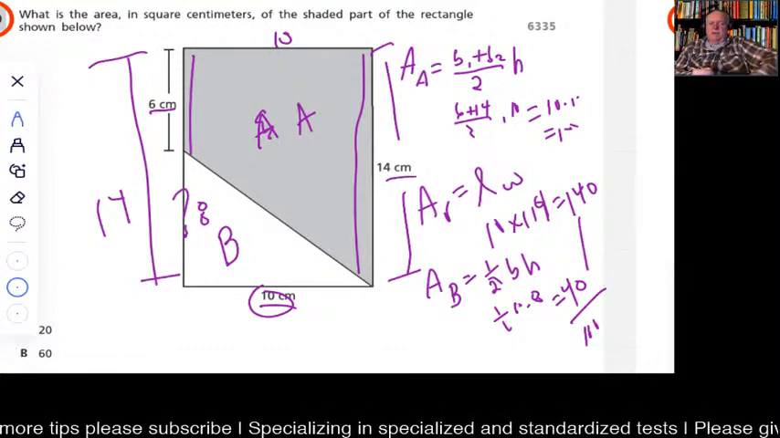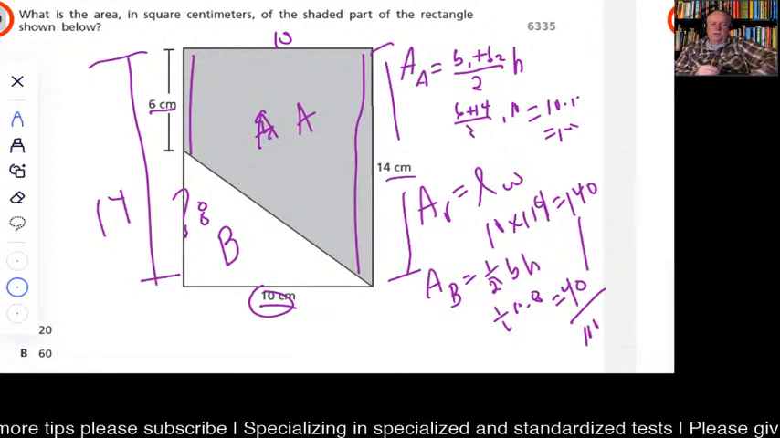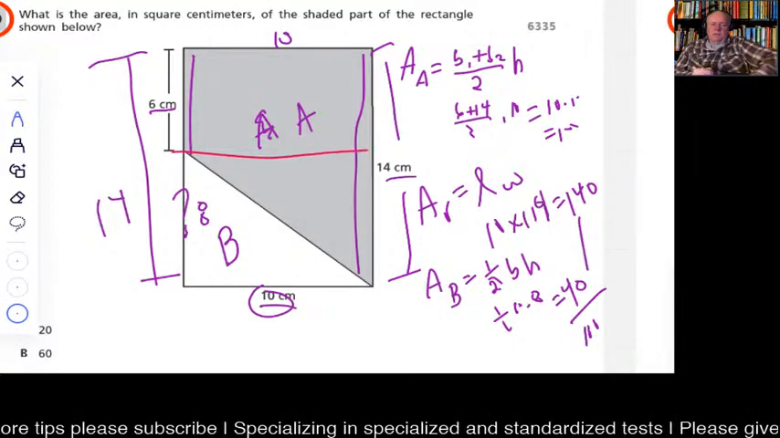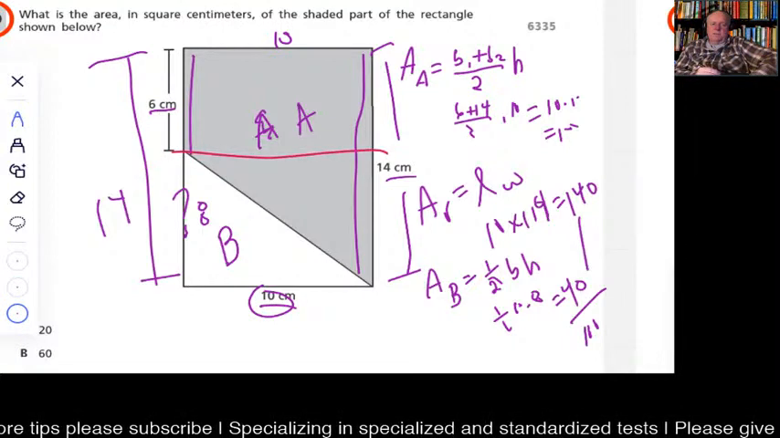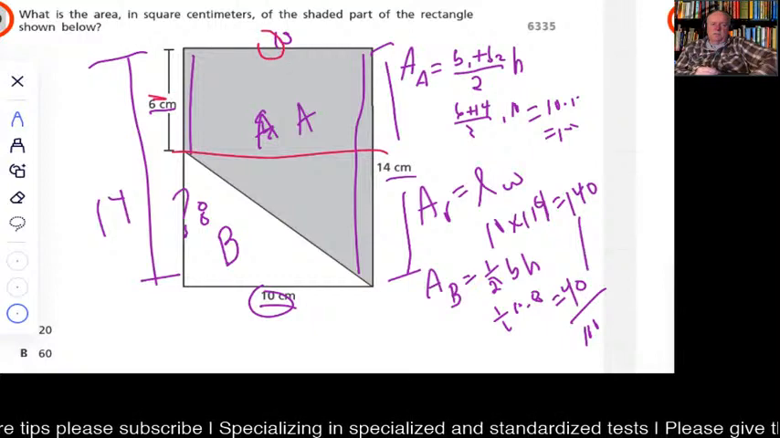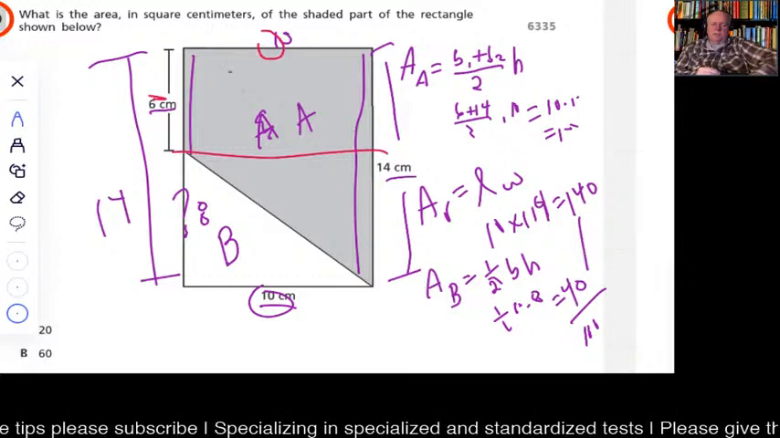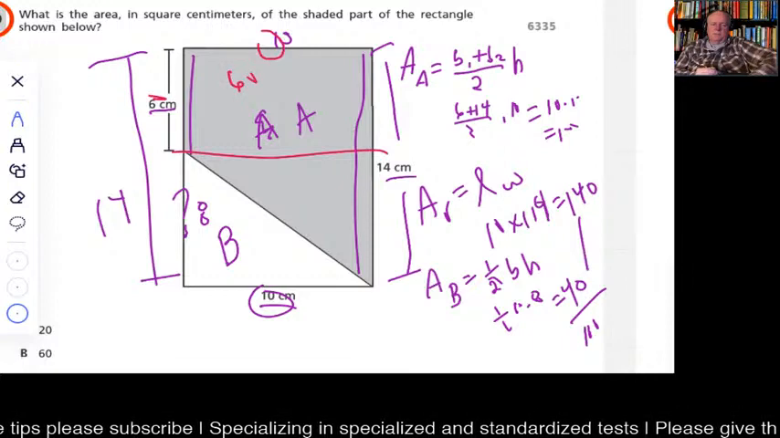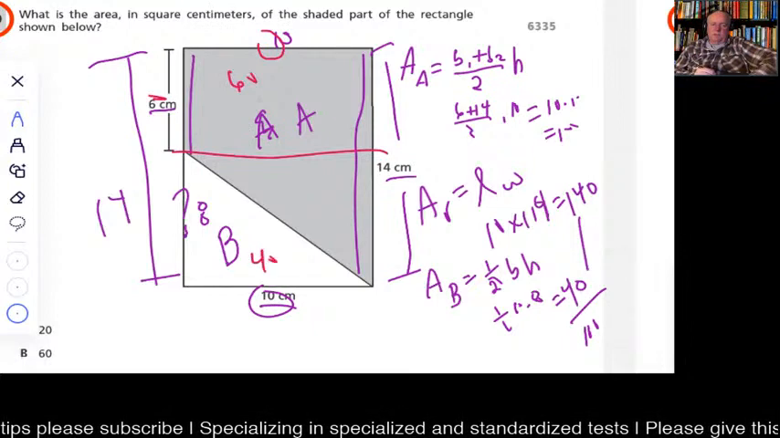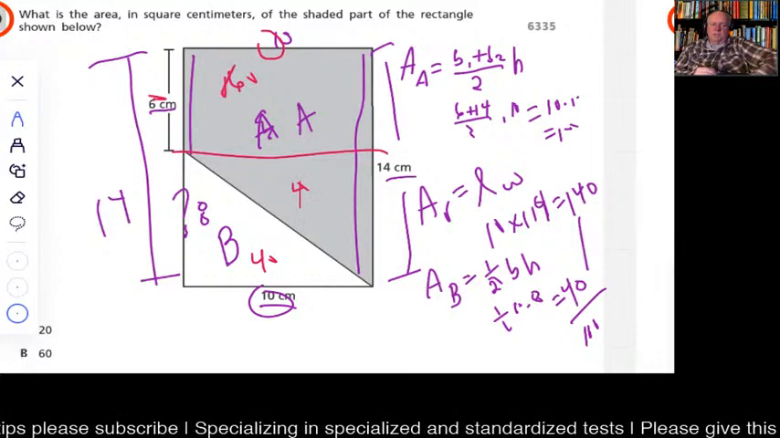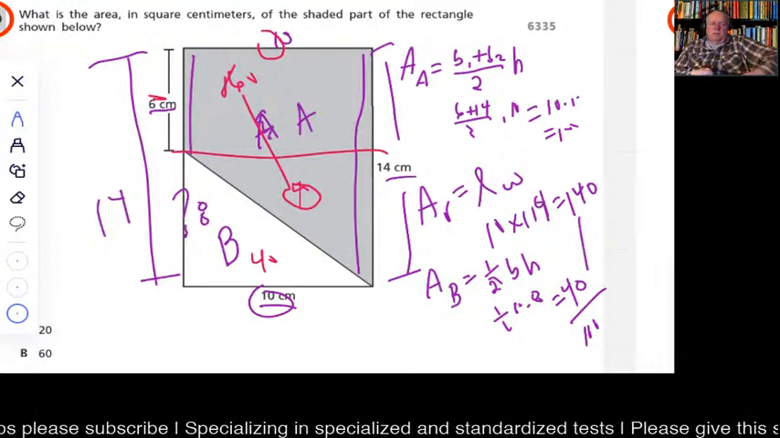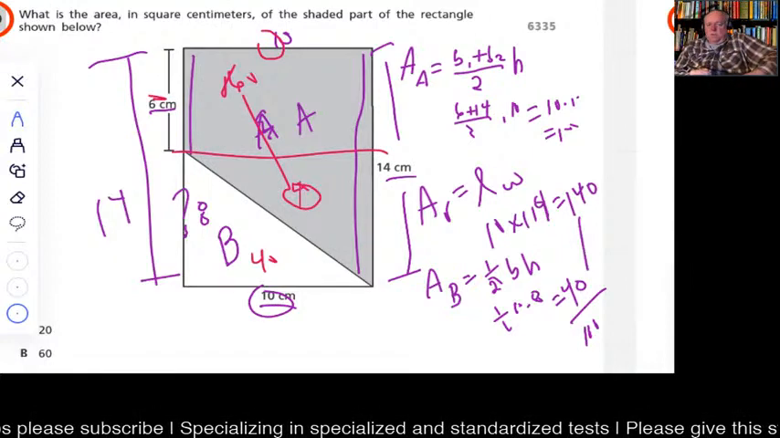There's probably even other ways to do this. We could, if we wanted to, draw a line across here and figure it out from there. Because this is 10, this is 6, so the area of this second half here is 60. And we already said the area of B was 40. That means this is 40. So we take 60 plus the 40 here, and we still get 100. So you have every way to the moon to double check this kind of problem, if that's what the question turns out to be.